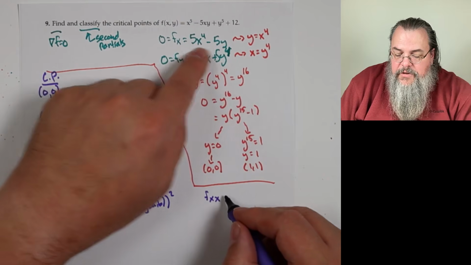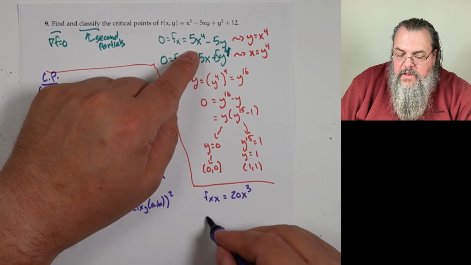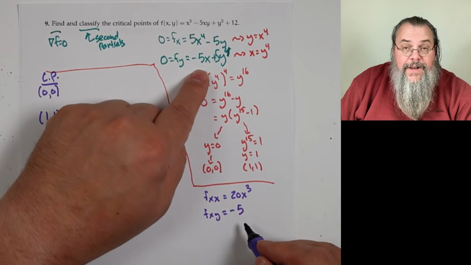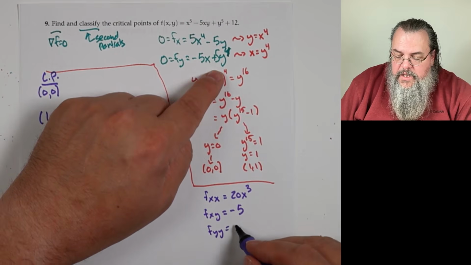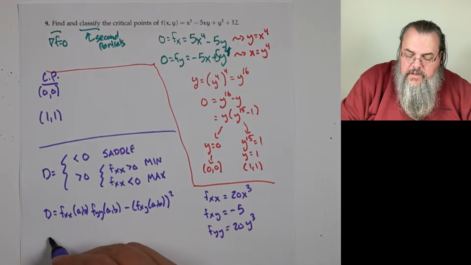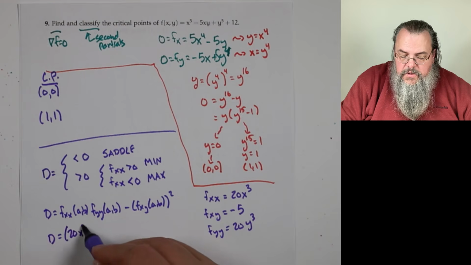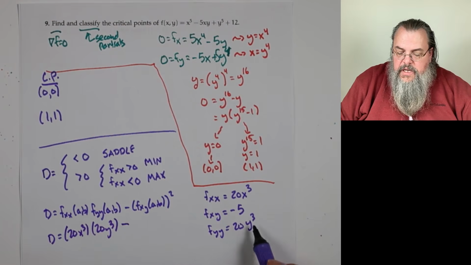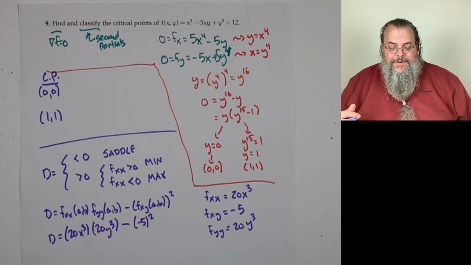So fxx, take the derivative with respect to x, that's 20x cubed. fxy will be negative 5. It's the same as fyx. And fyy, well, that's going to be 20y cubed. So we get that d, generically, that's 20x cubed times 20y cubed minus negative 5 squared. And negative 5 squared means we're subtracting 25.